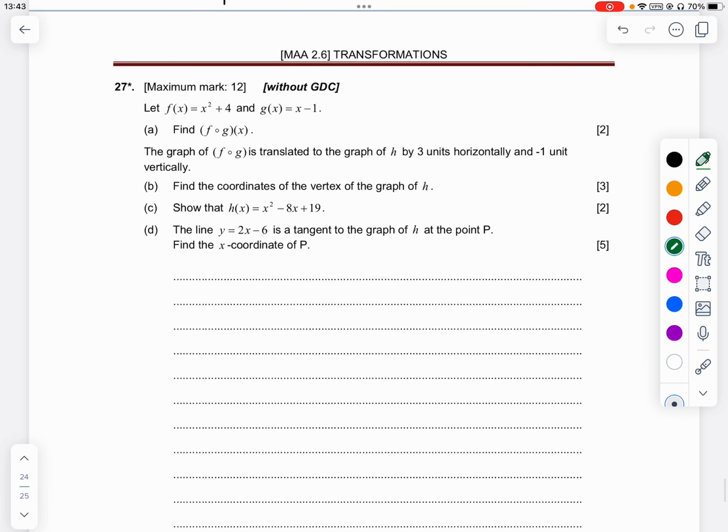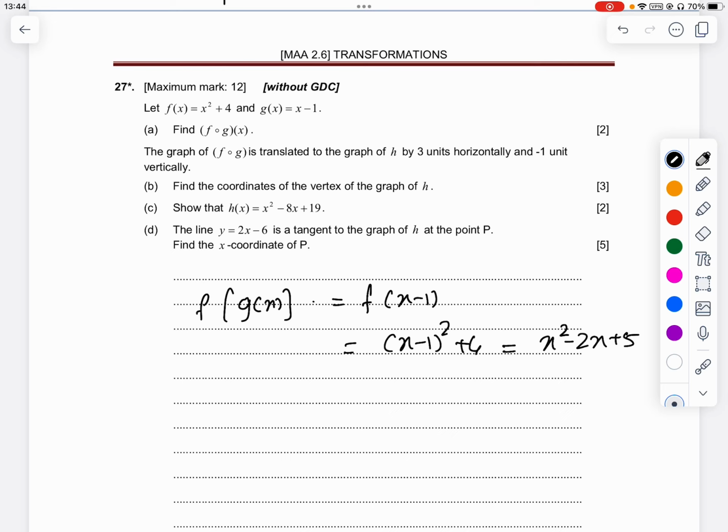Question number 27. F of x is given, g of x is given. Find f circle g of x. So f of g of x. So what is g of x? X minus 1. Plug in that one, x minus 1 whole square plus 4, which is nothing but what? X square minus 2x plus 5.